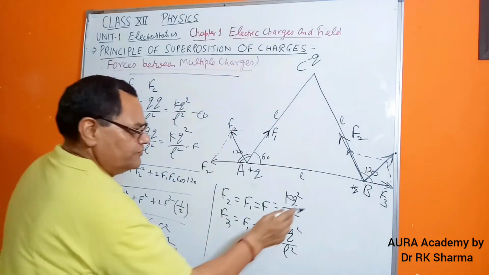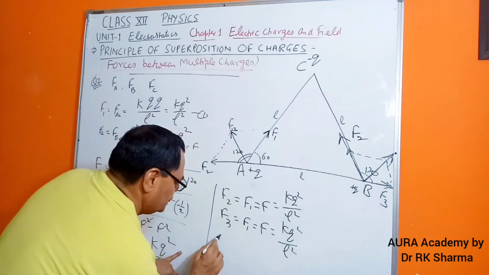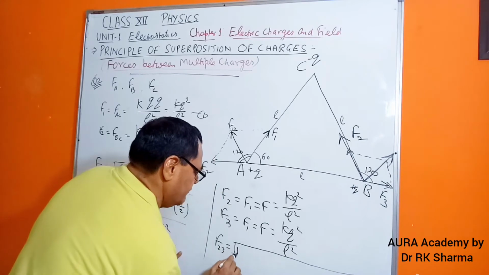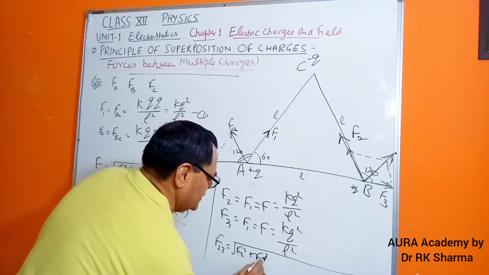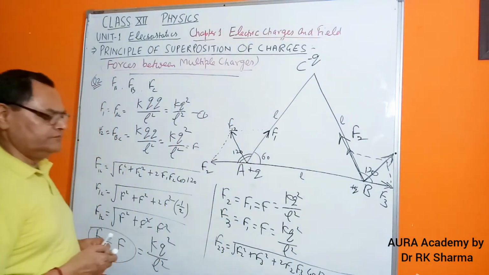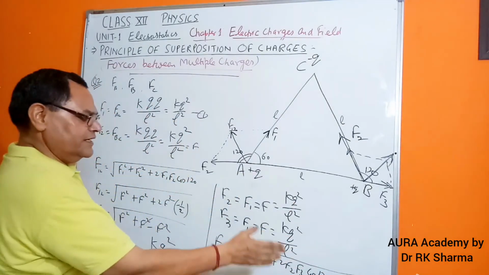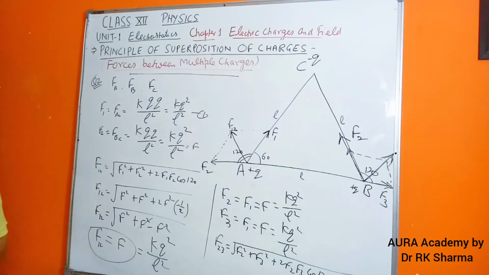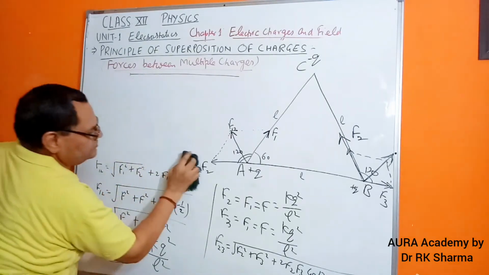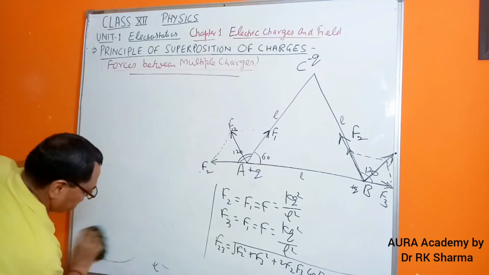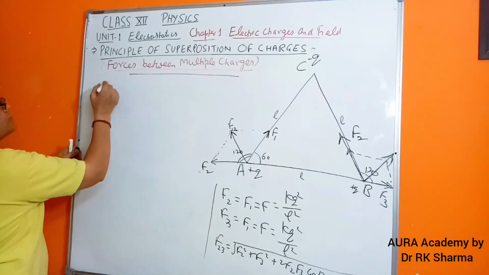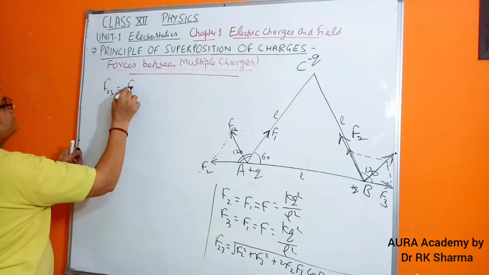So what I suggest, whenever we calculate F23, you will find out F23 again by using the parallelogram law of vectors. Same way, F2 square plus F3 square plus 2 F2 F3 cos of 120. So simply you will again get it equal to F originally. Alright, so we will write it. Yes, so here F23 is equal to nothing but F.